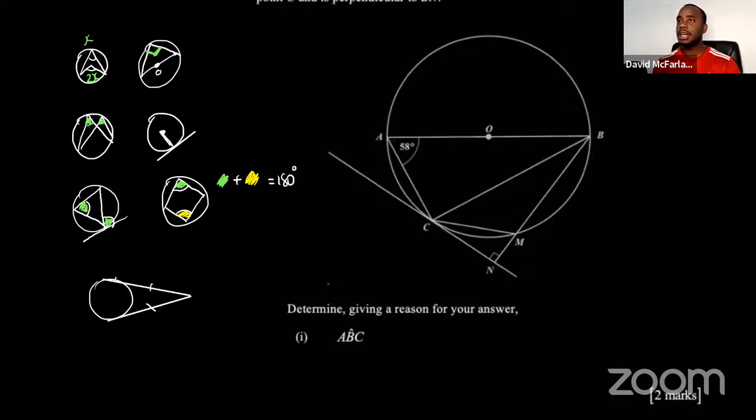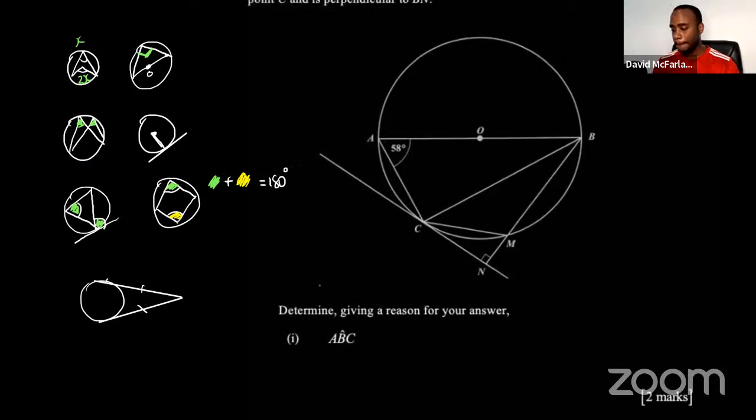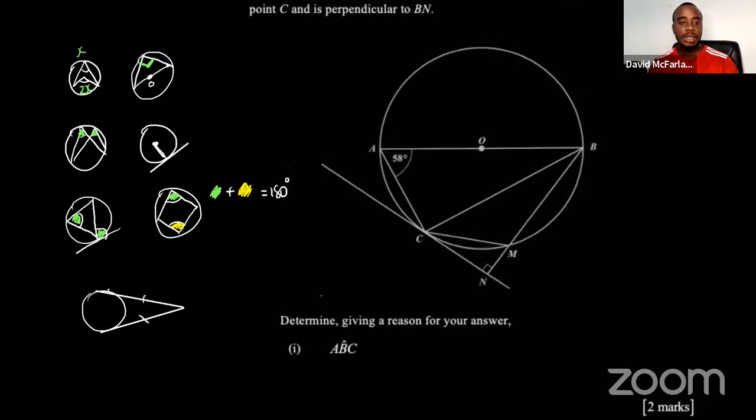All right, so let's start. ABC. So what would ABC be? First, let's identify ABC. ABC is right here. What would that angle be equal to? And what theorem would help us?